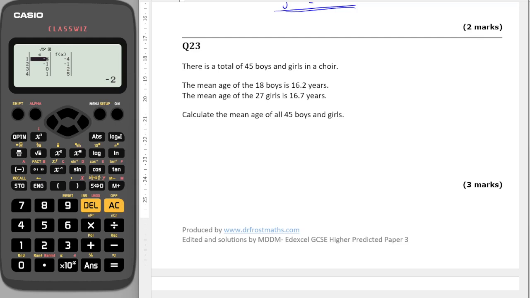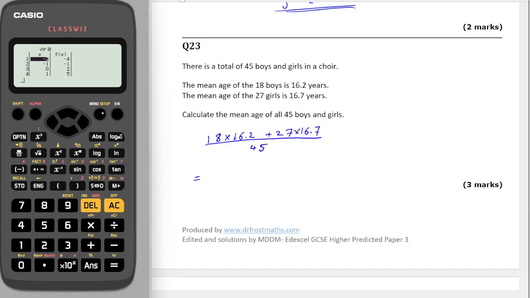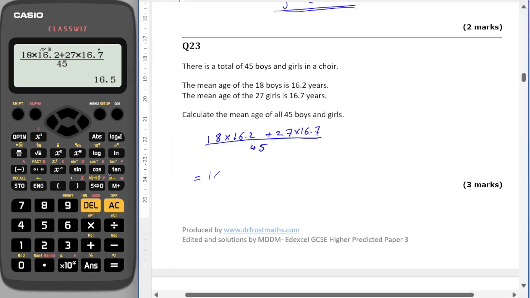Okay, so the way I'm going to do this is I'm going to say the total age of the 18 boys is going to be 18 times by 16.2. And to that, I want to add the total age of the girls, which is going to be 27 times by 16.7. And I want to divide that by the number. So that will give me my mean for the boys and the girls combined. So I'm going to type it into my calculator just like that. I'm going to type it in as 18 times by 16.2 plus 27 times by 16.7. And I want to divide that by 45. So I'm looking at 33 over 2 or 16.5.